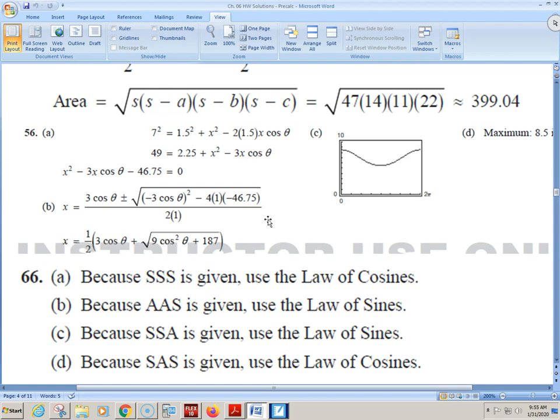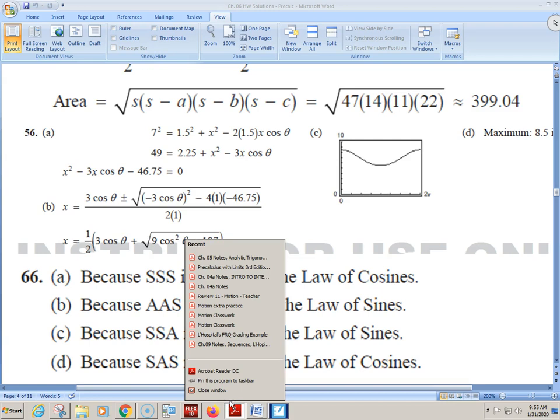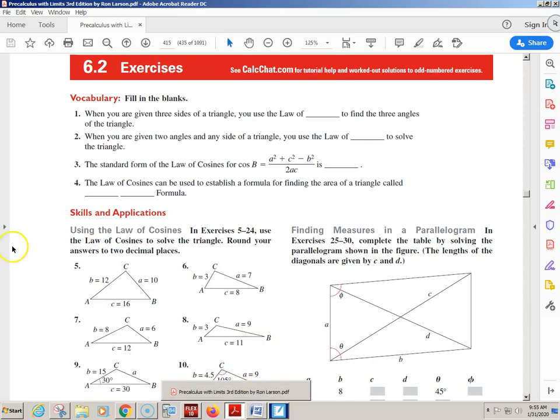Just getting shown a couple things that help me. Okay, let me open up the book. So section 6.2, I don't know why that didn't open. Let me try to hit the tab one more time. There we go. Is there anything that you guys need to see from last night's evens or odds?